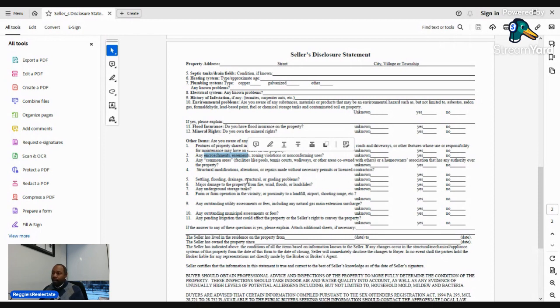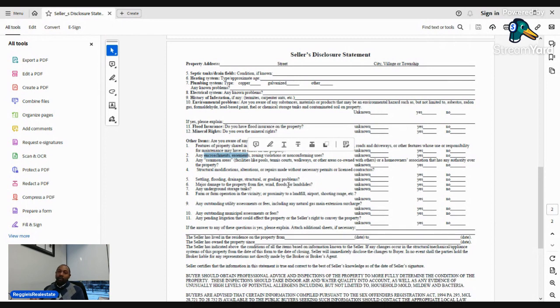Any settling or flood or drainage, structural or grading problems. That goes back to a little bit of what we discussed about the water in the basement. Major damage to the property from fire, wind, floods, or anything like that. They just want to know, maybe there was a fire, you had to pull a fire permit, renovate the property. The buyers need to know.